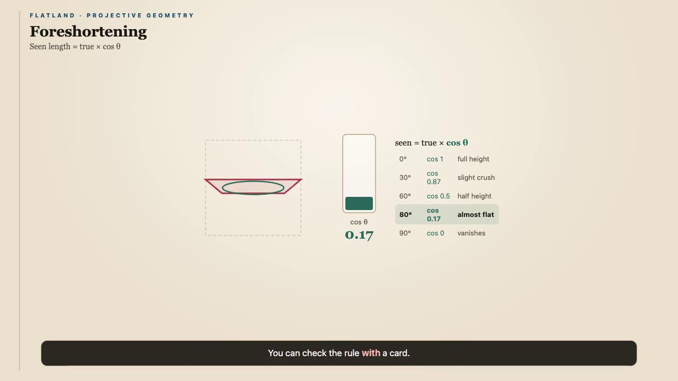You can check the rule with a card. Hold a playing card flat, face toward you, at arm's length. That is near zero tilt for the face normal. Now slowly tip the top edge away until the card is almost edge on. The face height in your vision shrinks roughly like the cosine of the tip. The width changes less if you tip only in one axis. Artists practice this until the hand knows the curve. We are naming the curve.